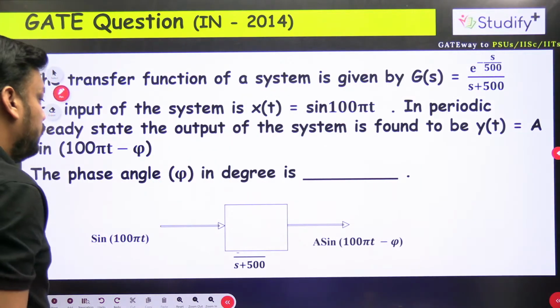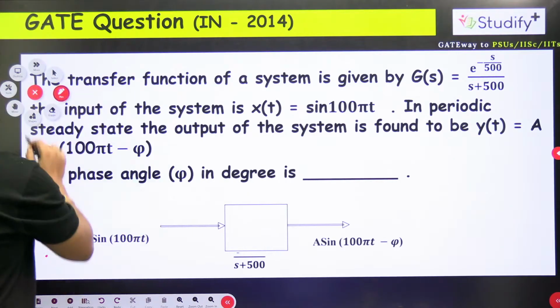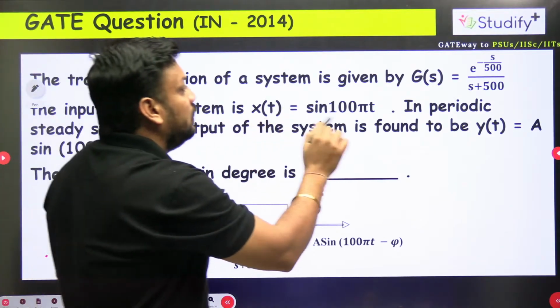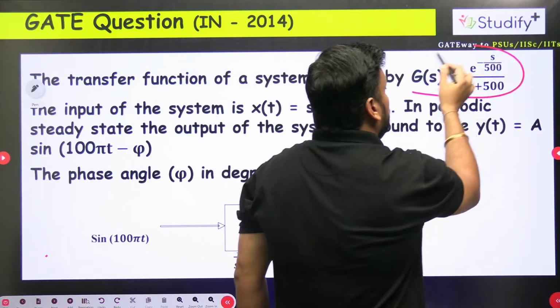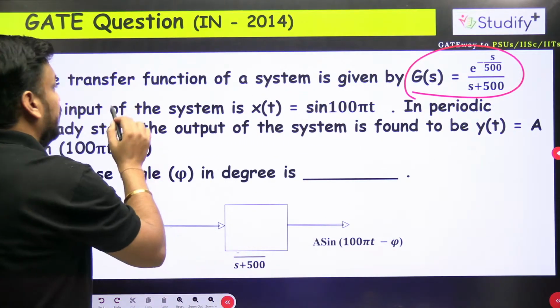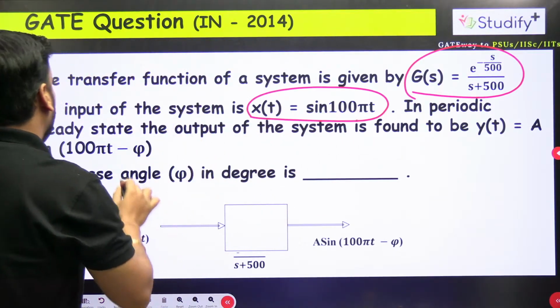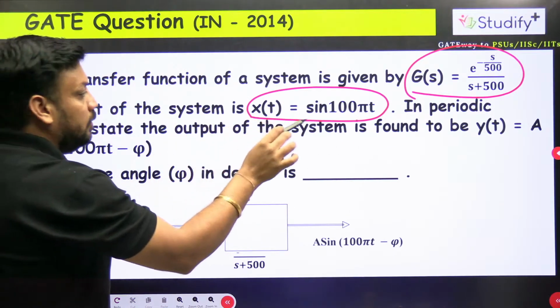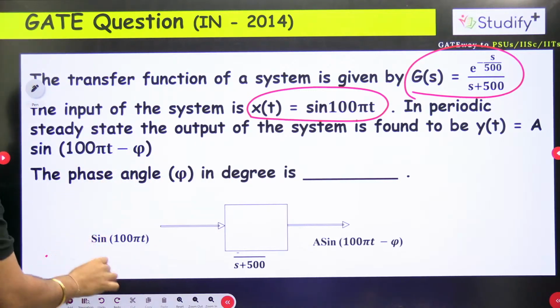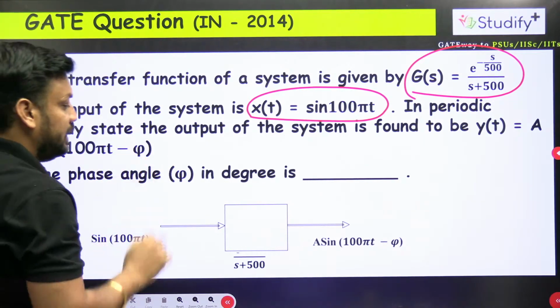So again, a beautiful question, guys. What is the exact question? I will write here. The transfer function is given to us G(s) equal to e to the power minus s upon 500 upon s plus 500. The input of the system is x(t) equal to sin 100 pi t. In periodic steady state, the output of the system y(t) is also given to us, and y(t) is given as sin(100 pi t minus phi). The phase angle phi is what the examiner is asking.